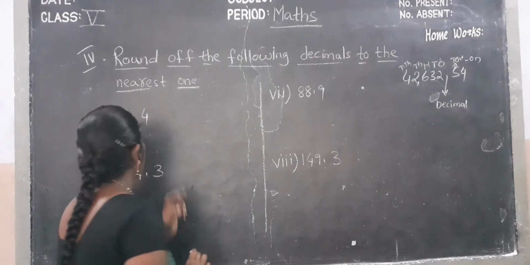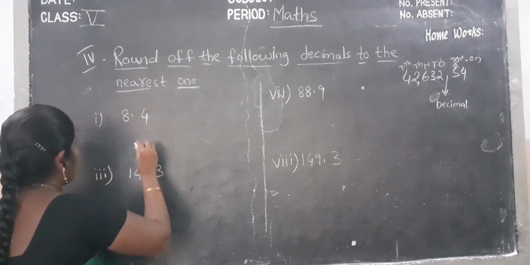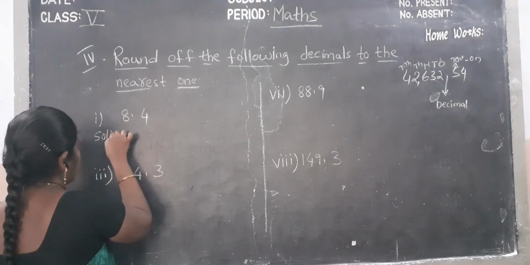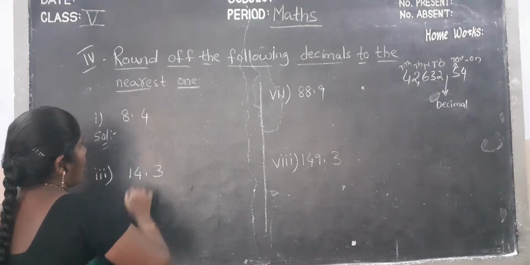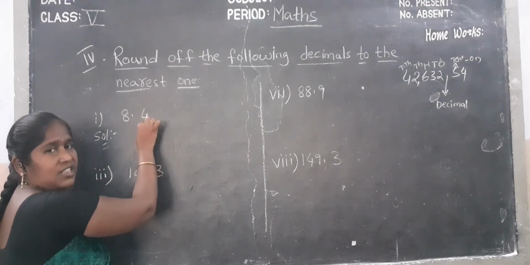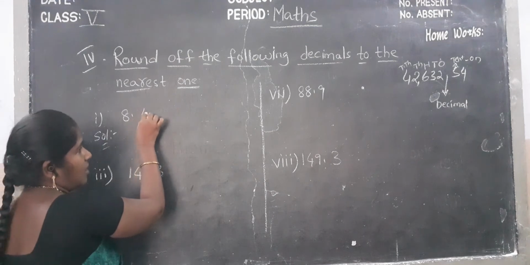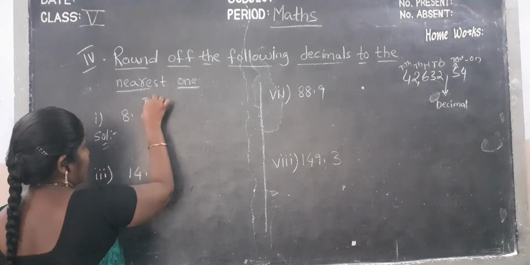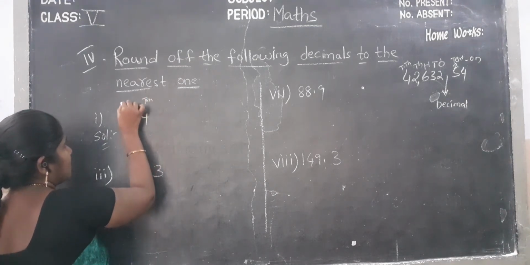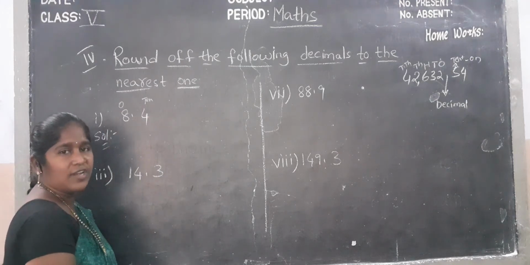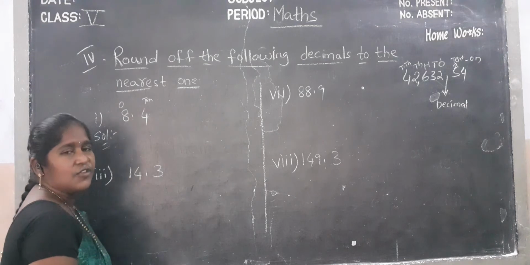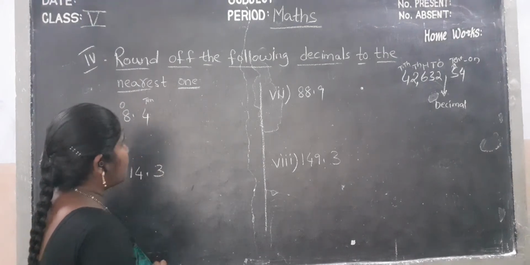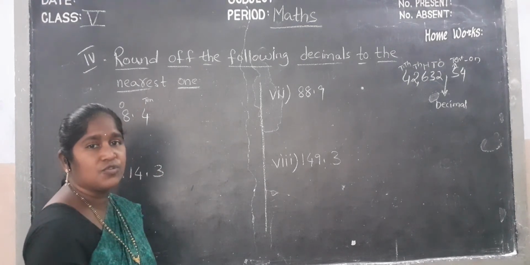See children, here we have one problem. See what is the given number, children? 8.4. So in 8.4, after the decimal, which place, children? This 4 is after the decimal. This place is the tens place. Okay children, and this place is the ones place. Okay children, this place is the tens place and the 8 place is the ones place. So children, rounding off the decimals to the nearest ones.